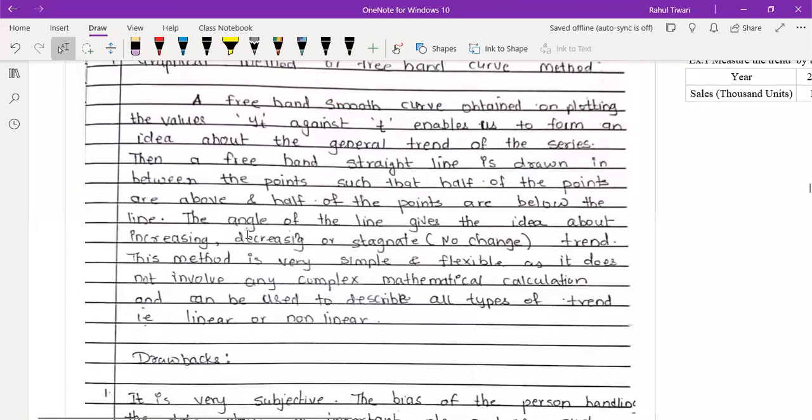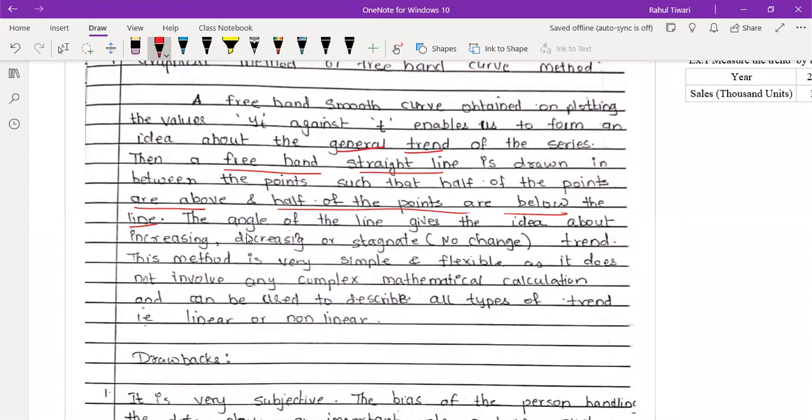So what does the method say? A freehand smooth curve obtained by plotting the values of Yt versus t, where Yt is the trend value and t is your time period, or year, enables us to form an idea about the general trend of the series. Then a freehand straight line is drawn between the points such that half of the points are above and half of the points are below the line. So we have to draw the line in such a way that half of the points are below and half of the points are above.